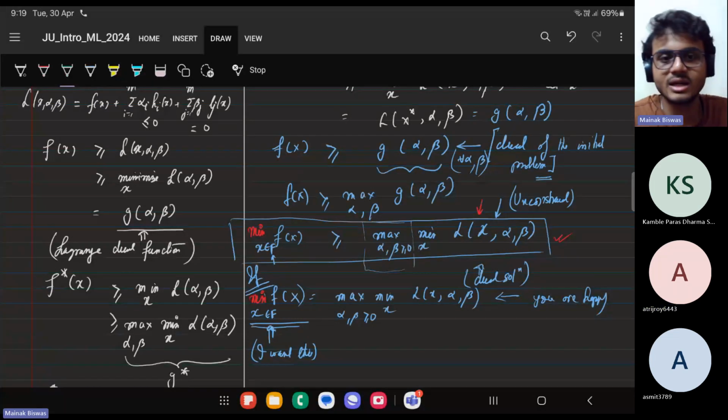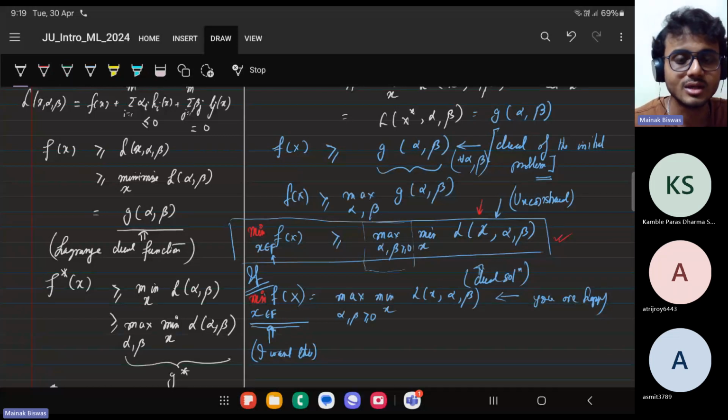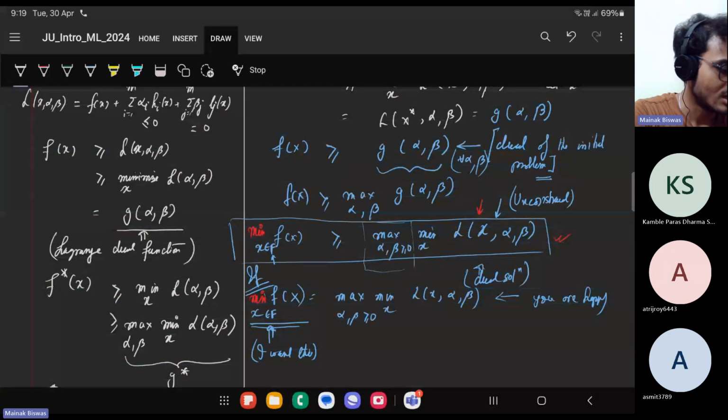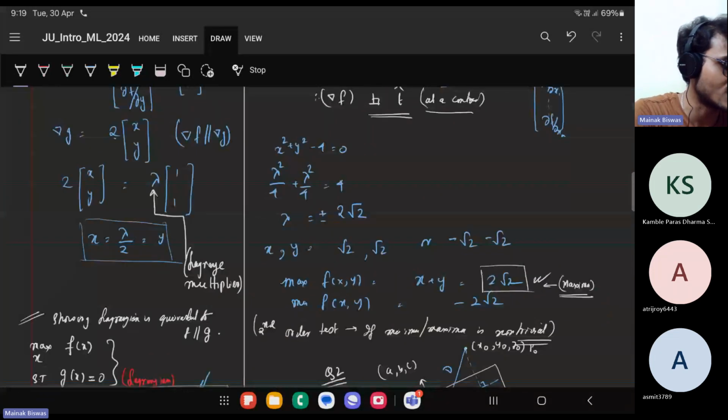And that way we'll see it in SVM. Once you see the SVM formulation, you will be like, what is this? How can I solve this in this form? Do you agree that this is such a complicated problem to solve?